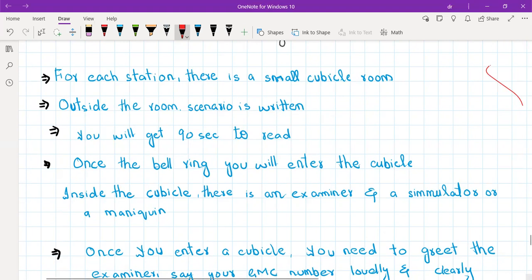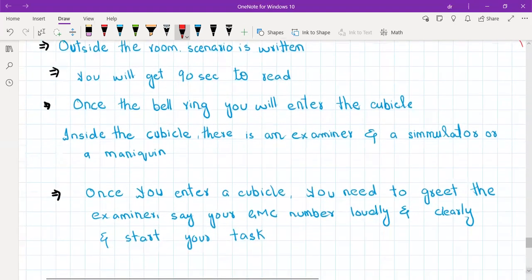Okay, so once you enter the cubicle, you will first of all greet your examiner. You will say good morning or good evening, depending upon the timing of your exam, or you can just say hello. And after greeting them, you will tell them your name and your GMC number loudly and clearly. Okay, please don't rush through this, because if you rush and they don't get your GMC number or your name clearly, they will have to stop you and ask you to repeat it, which will just waste your time. So once you are done with verbalizing your name and GMC number, you will then start your task.